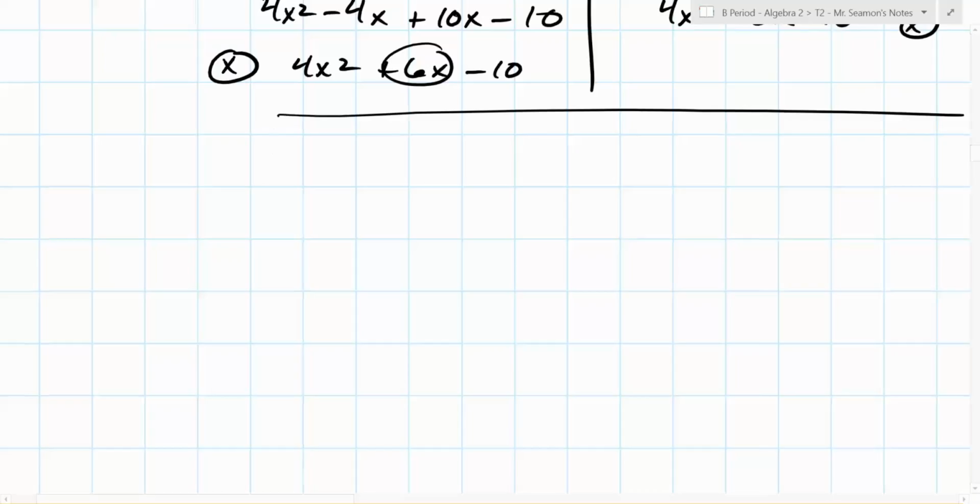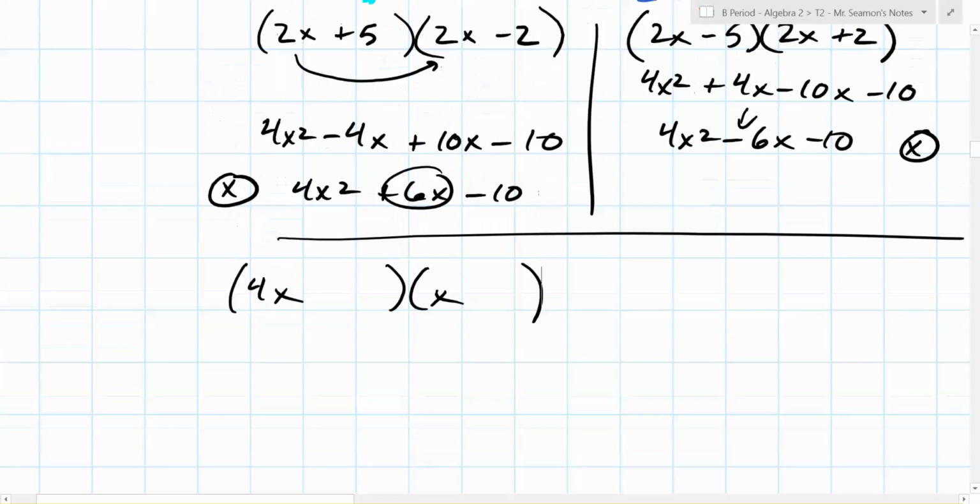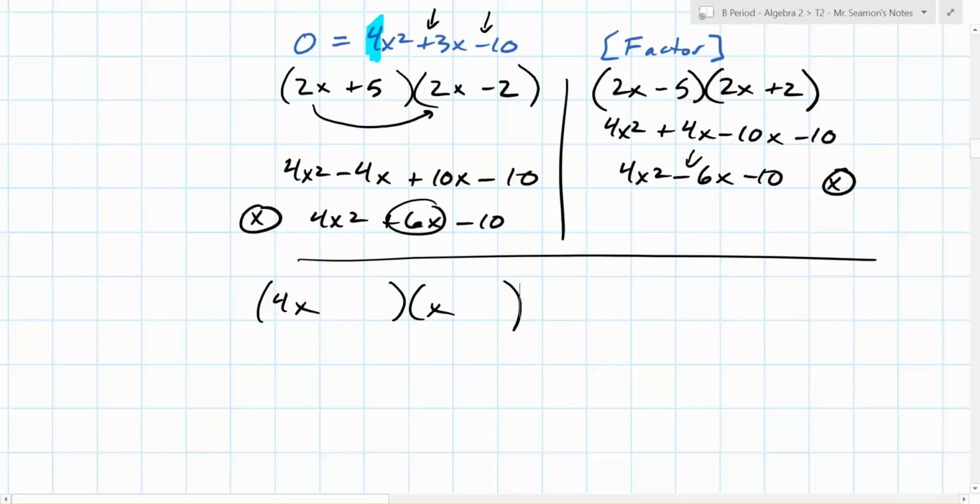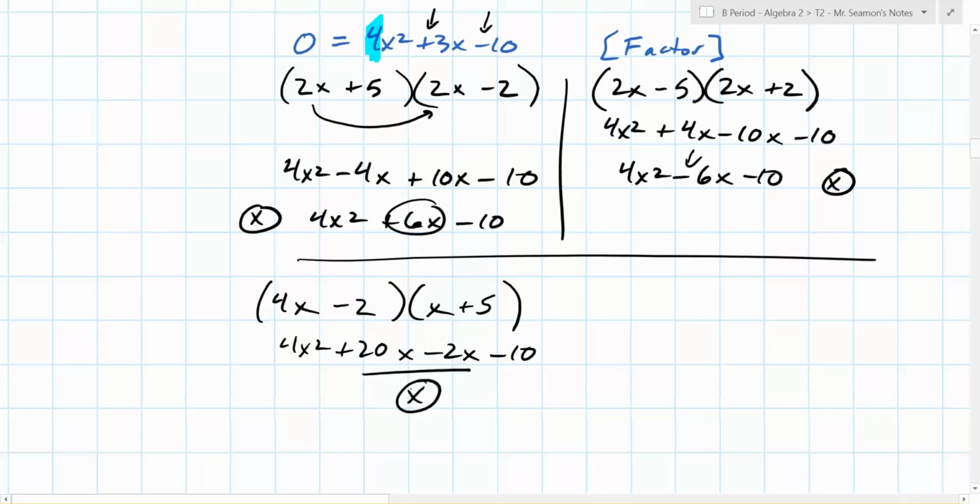So instead, let's test 4x and 1x. And let's multiply together to get negative 10. So what do we want to test? One of them has to be negative, right? So how about negative 2 and 5? Does this look like it's going to work? Why does it all of a sudden not look like it's going to work? Because the 4x multiplying by 5, that's too big, right? So let's try something else.